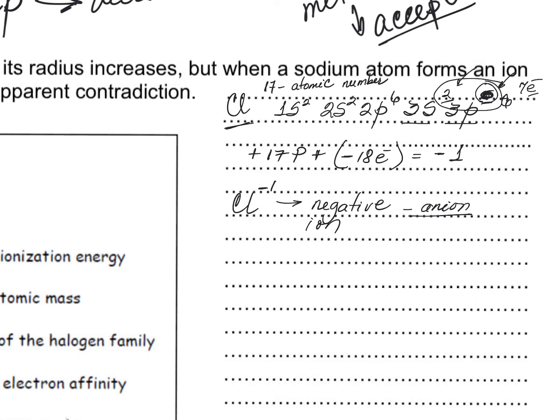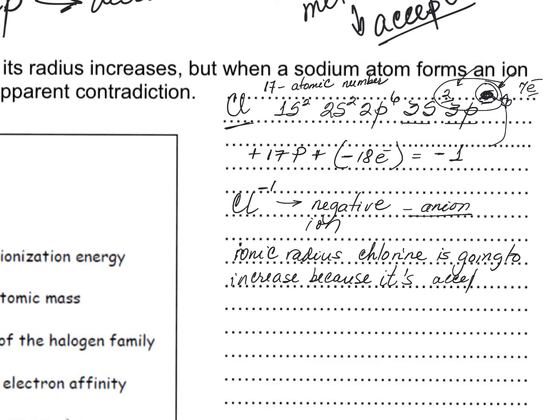Now, if chlorine is accepting 1 electron, what is going to happen to the ionic radius? Of course, it's going to increase. So the ionic radius for chlorine is going to increase. Why? Because it's accepting 1 electron.